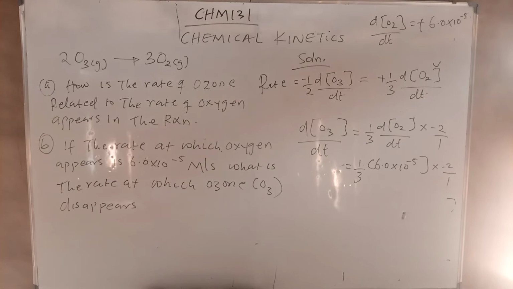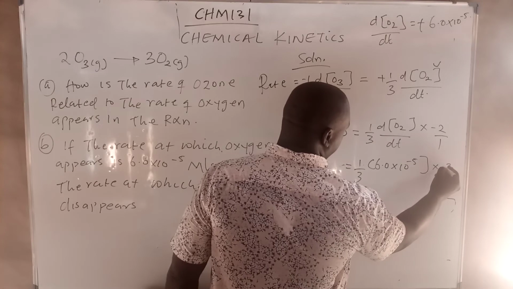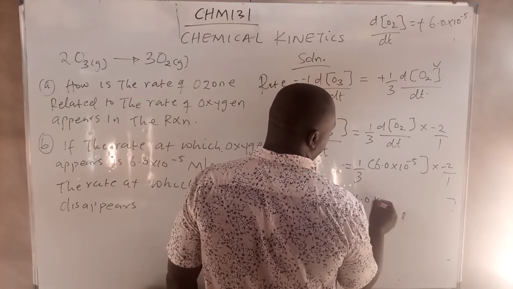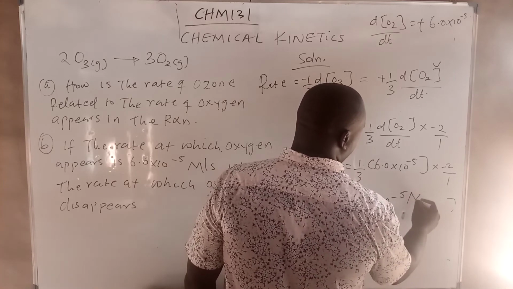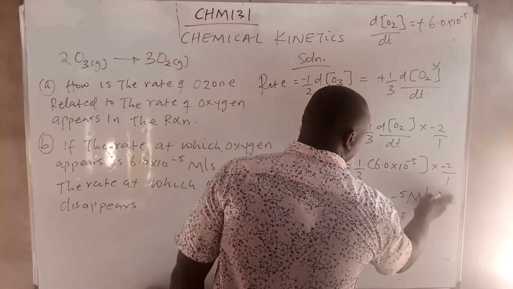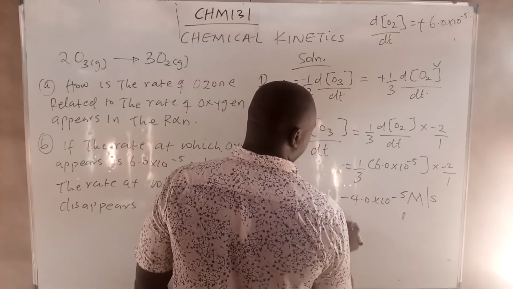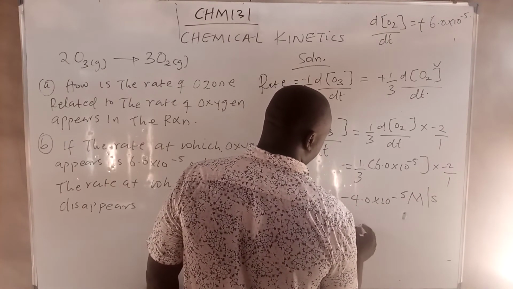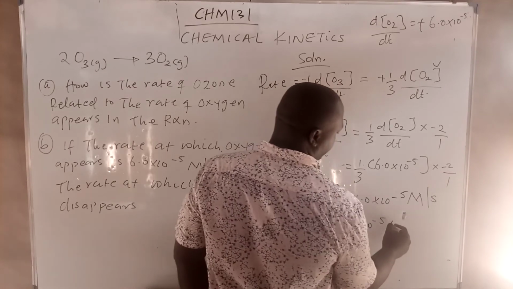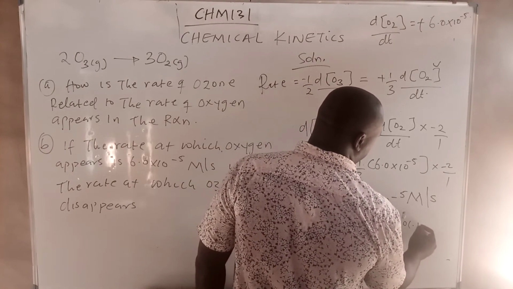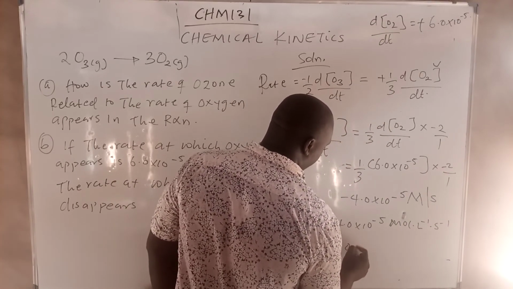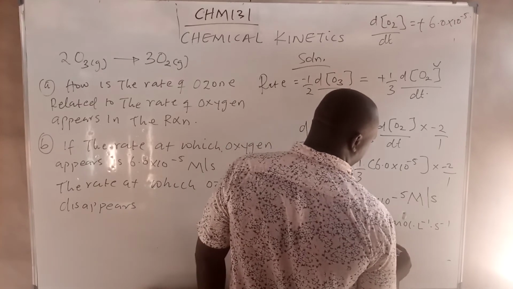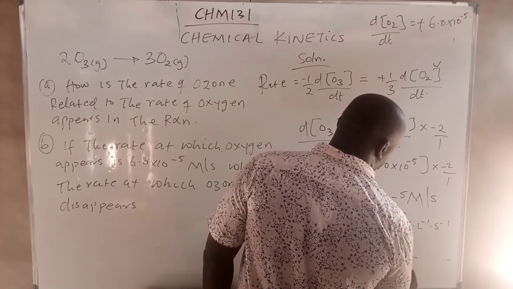If you punch it in your calculator, what you should get is 4.0. Of course, minus. Remember, we have minus 4.0 times 10 to the power of minus 5. And of course, mole per second. Let me play with it again. It can also be minus 4.0 times 10 to the power of minus 5 mole dot L minus 1 dot S minus 1, or minus 4.0 times 10 to the power of minus 5, and I can write it as mole into L dot S.